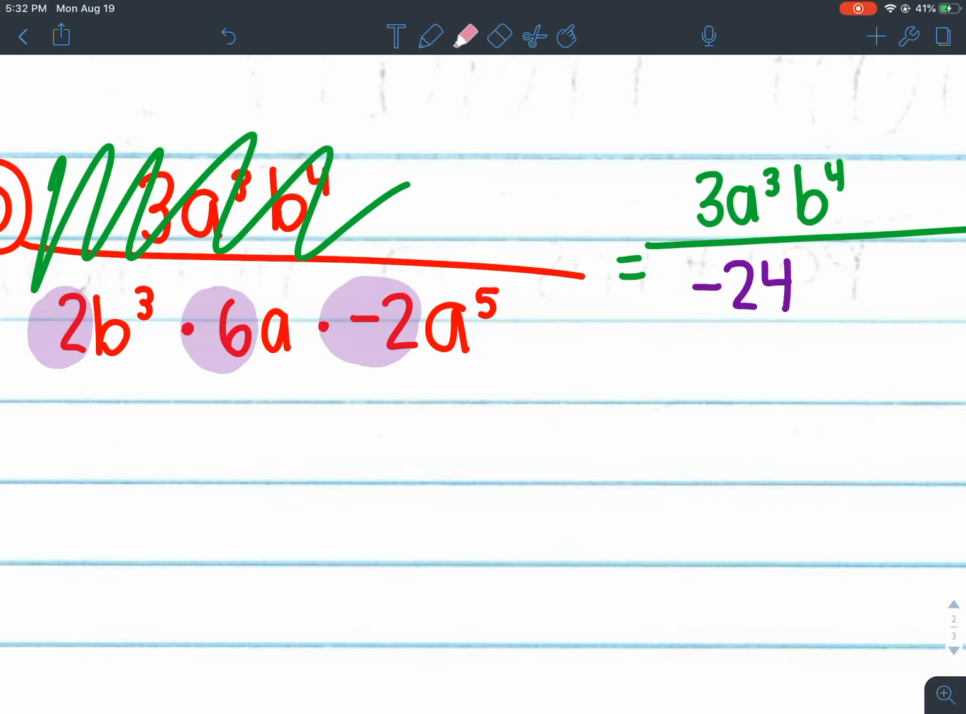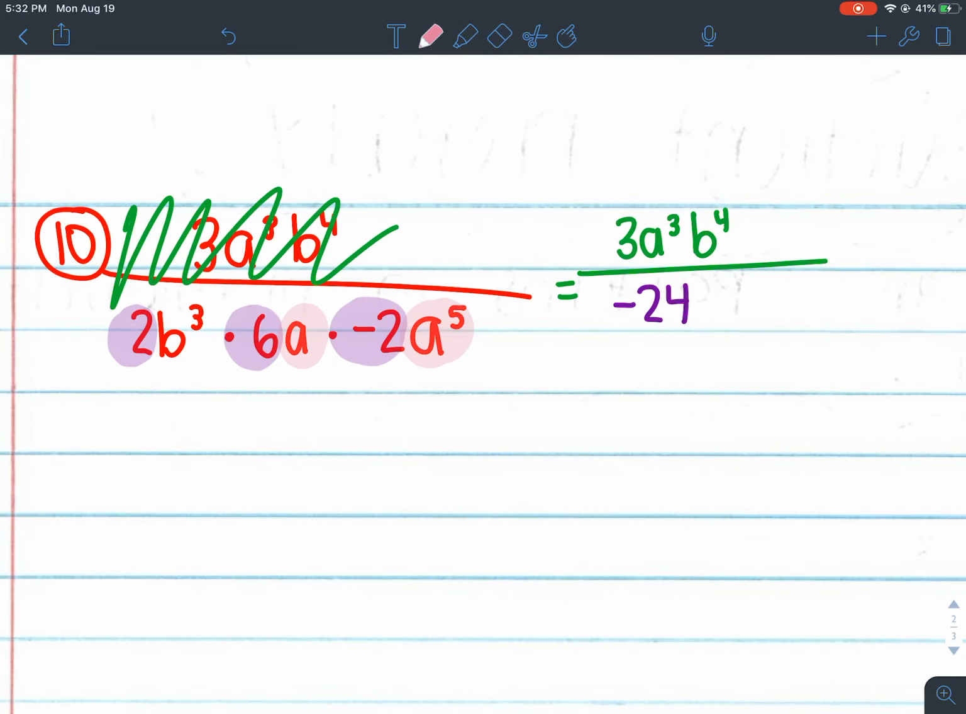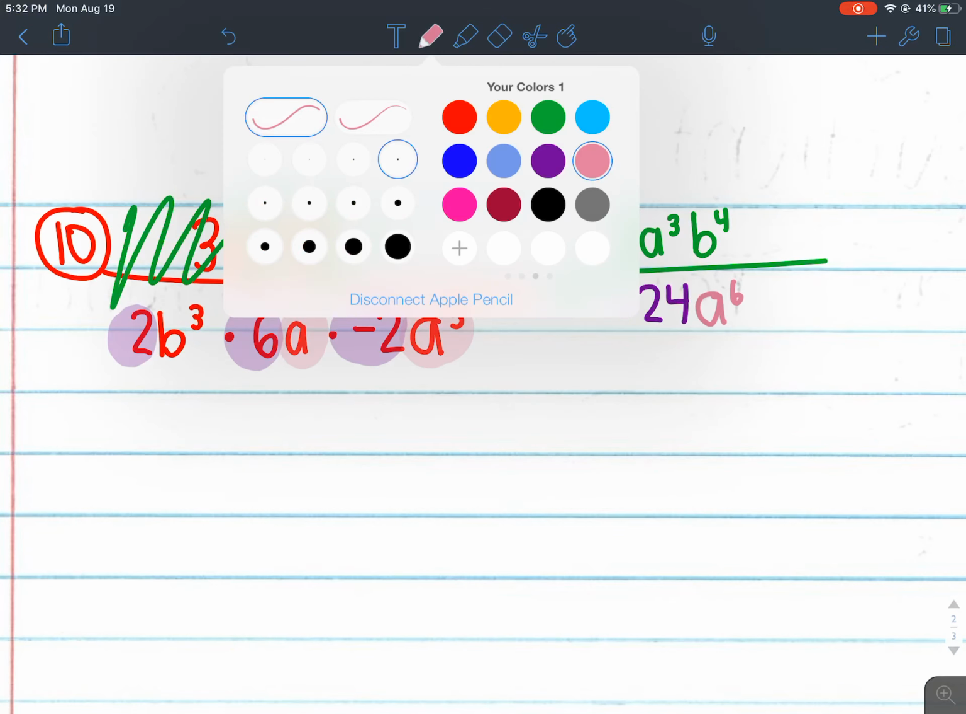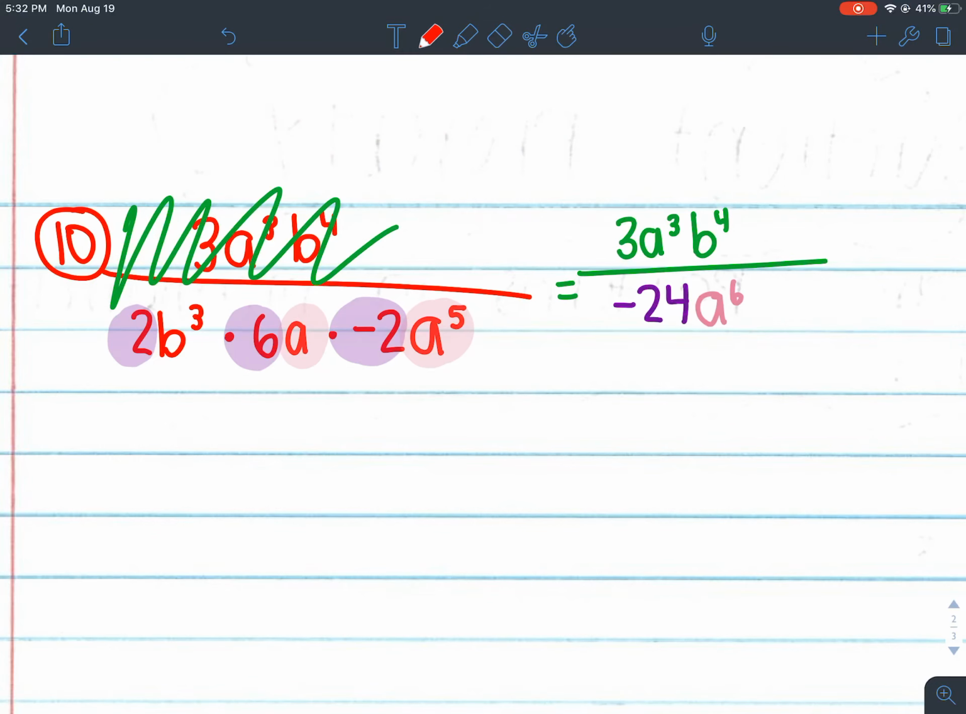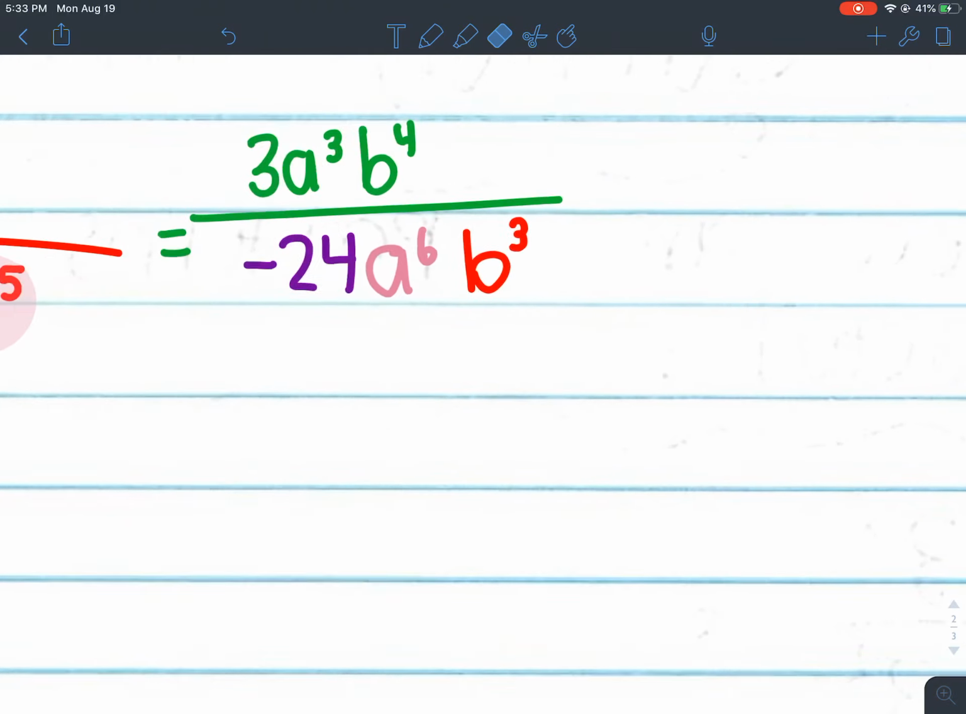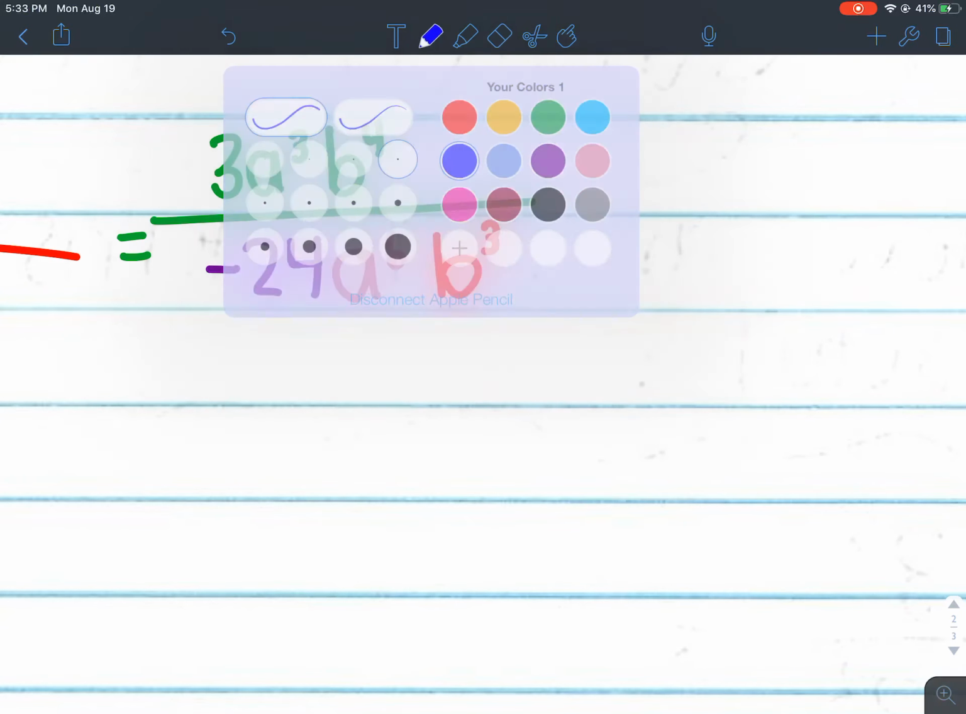And then I know I could take the a's and I can combine those. So I have 1 a of the first, and I have 5 a's of the fifth, so that's going to be 6 a's in total, so a to the sixth. So 6 a's are being multiplied together. And then there's nothing else I can do with that b cubed, so I'm just going to write that up there as is.